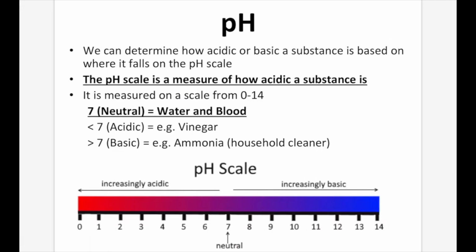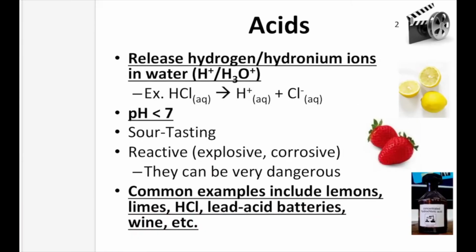pH. We can determine how acidic or basic a substance is based on where it falls on the pH scale. The pH scale is a measure of how acidic a substance is, and it's measured on a scale from 0 to 14, with 7 neutral being things like water and blood, less than 7 being acidic, so that's going to the left, and then anything that's to the right of 7, that's going to be basic, so things like ammonia, other household cleaners, etc. Those are basic substances here.